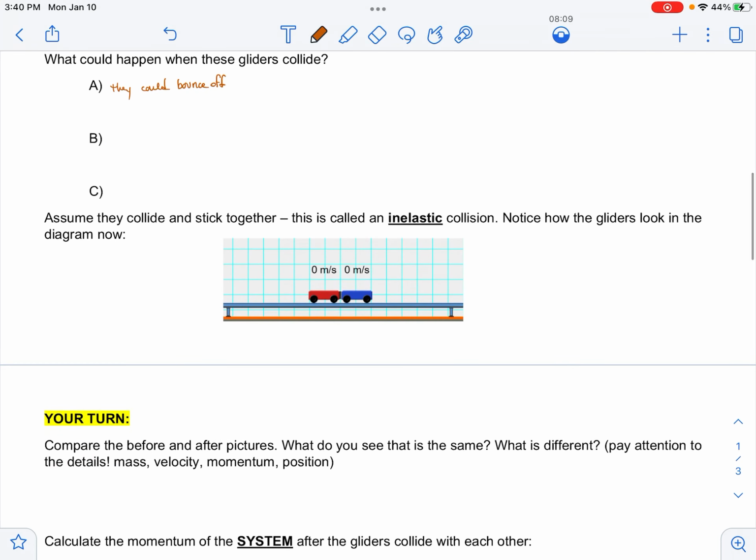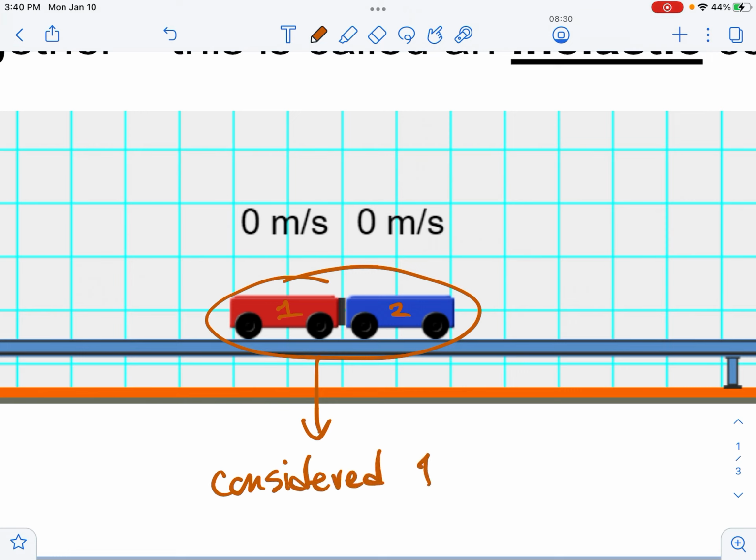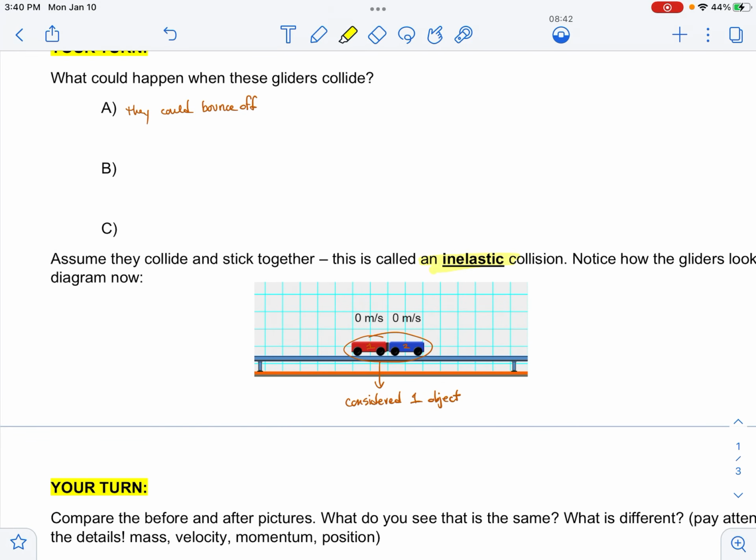Okay, I hope you came up with two other ideas. What's really happening here is that these two gliders are going to collide and stick together. I've got glider 1 here and glider 2 here, but because they have stuck together, they're really only one mass. They are considered now one object. Now they're not going to move independently of each other. They're only going to move while they're stuck together. This is called an inelastic collision. If they bounce off each other, that's called an elastic collision, and that's something totally different. So this is an inelastic collision because they've stuck together.